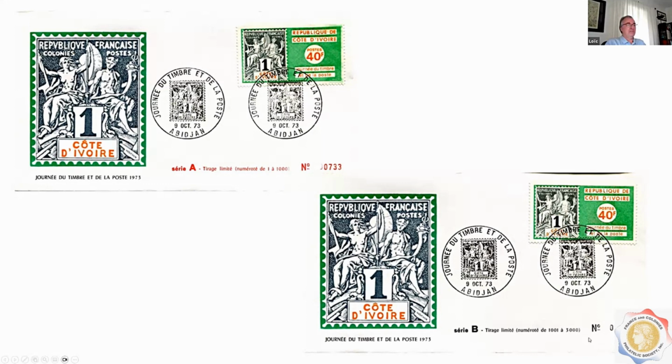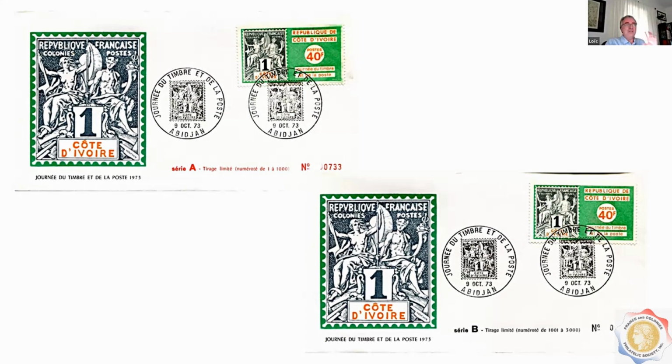Also, you can see that we had all the proofs before from the end of August 73, and the first day of issue was the 9th of October 1973 in Abidjan. So pretty interesting piece as well. I know I love those items.